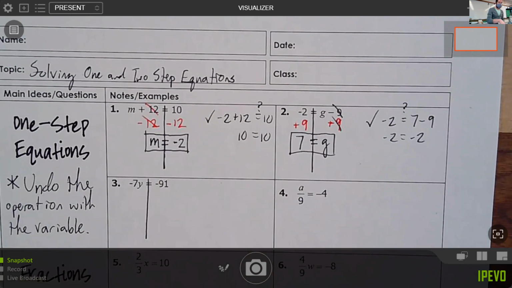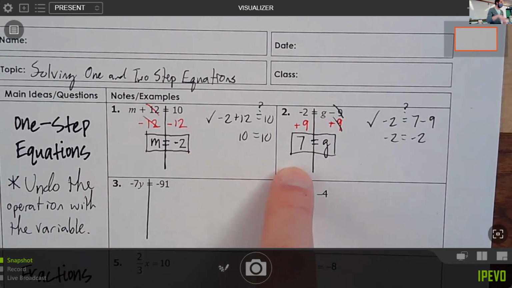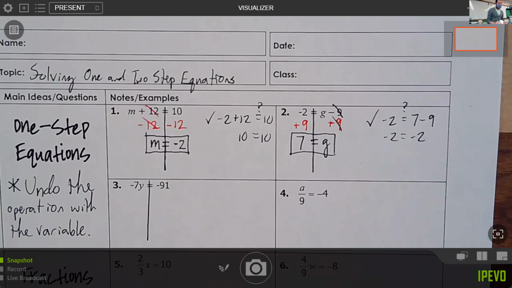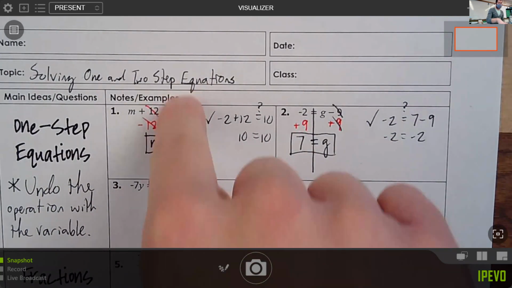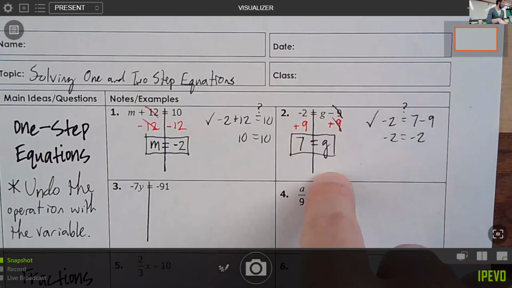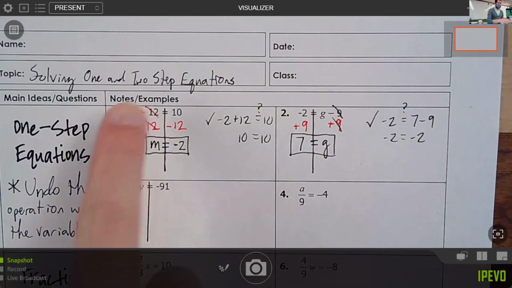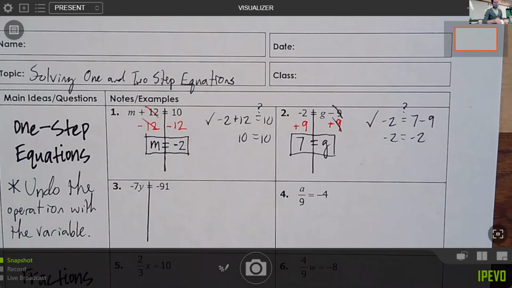Format-wise, this is how I want you to do your equations. I want you to work from top to bottom. I would recommend writing the line down the middle or drawing the line down the middle. You don't have to do that, but it makes it, I think, easier to see what's on the left side of the equation, what's on the right side. It just keeps your work so much more organized when you're working from top to bottom on equation solving. So whenever you're solving equations, I want to make sure that you are working through those from top to bottom.